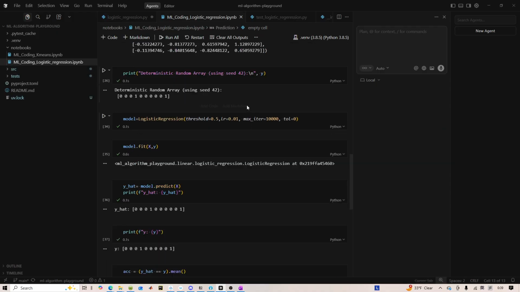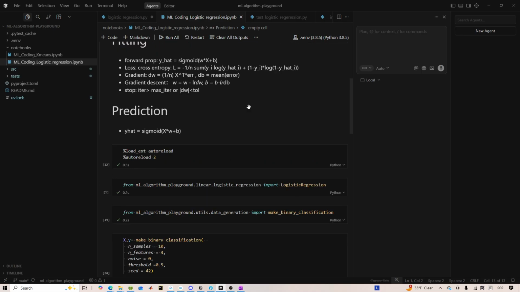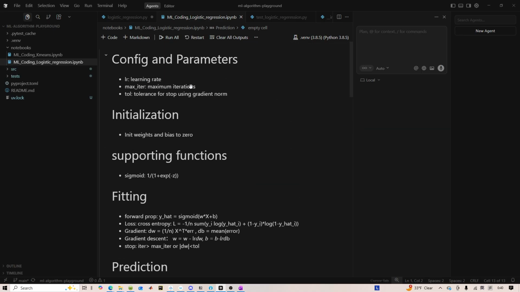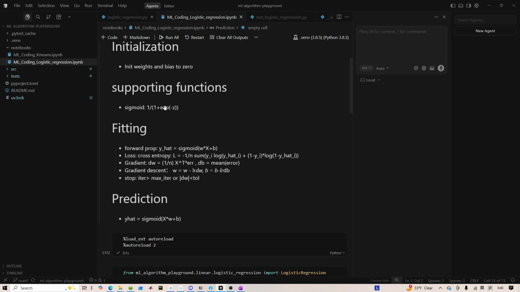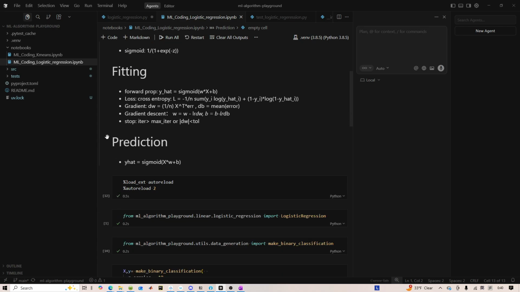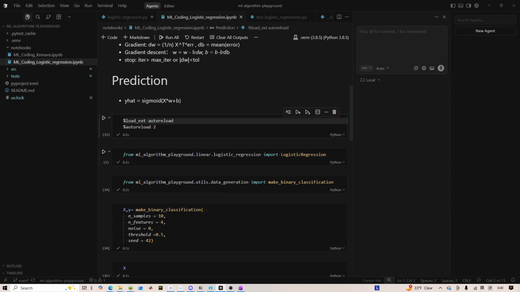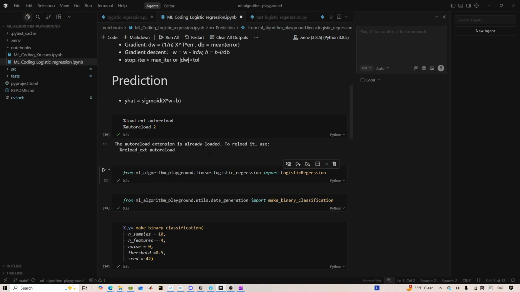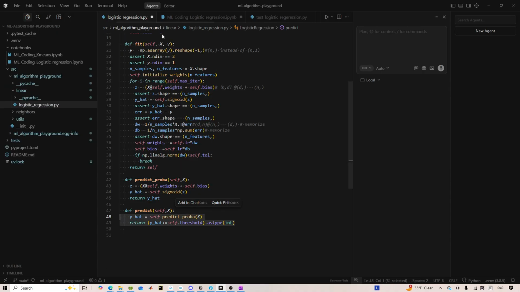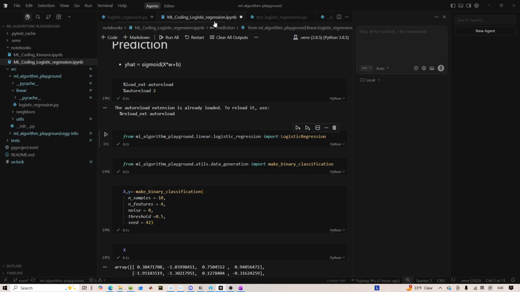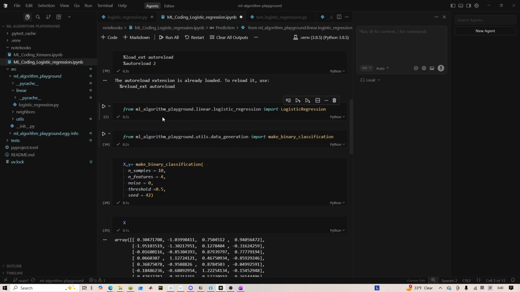And then inside the notebook, I tested this a little bit by treating it as a whiteboard: layout, config parameters, initialization, supporting functions, fitting, as well as predictions. And this enables auto-loading for the notebook, such that when I change the algorithms inside the logistic regression, I do not need to restart the kernel. Here we import that from our package.